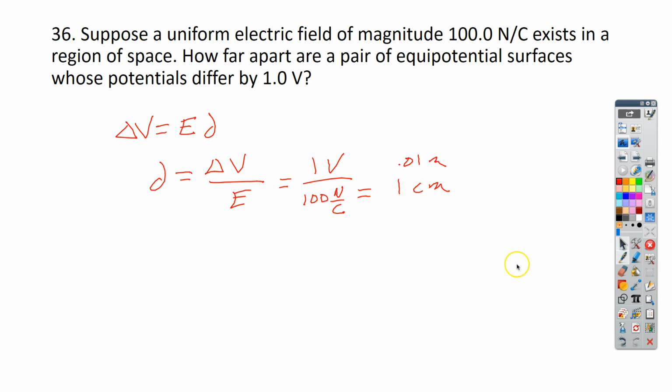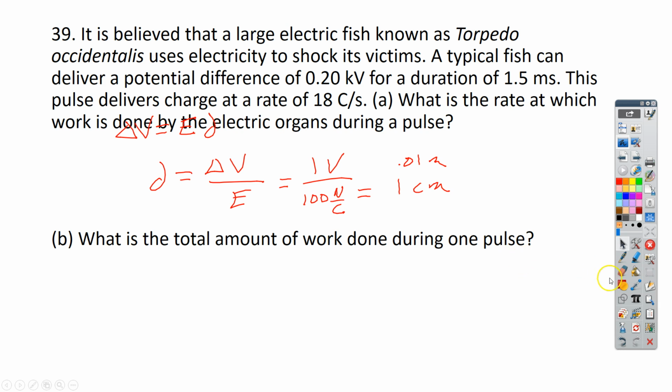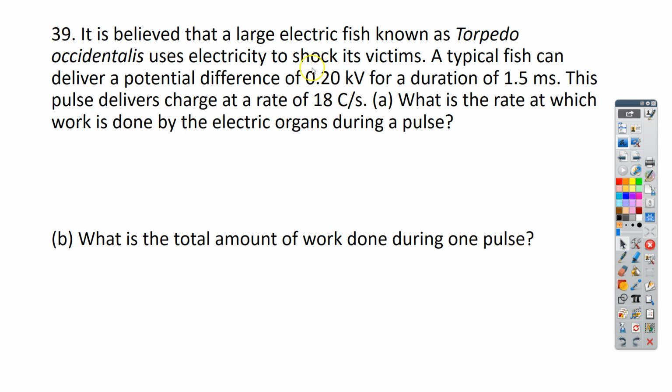For number 39, which is our next question, it says, it's believed that a large electric fish known as the Torpedo occidentalis uses electrical energy, or electricity, to shock its victims. A typical fish can deliver a potential difference of about 0.2 kilovolts for a duration of 1.5 milliseconds. This pulse delivers charge at a rate of about 18 coulombs per second. They want to know what is the rate at which work is done by the electric organs during a pulse.